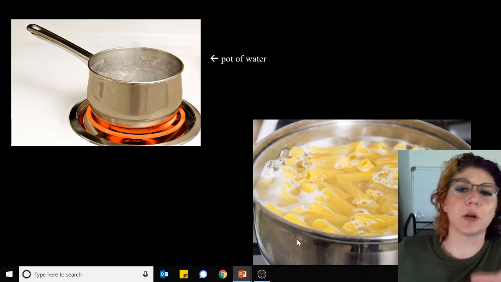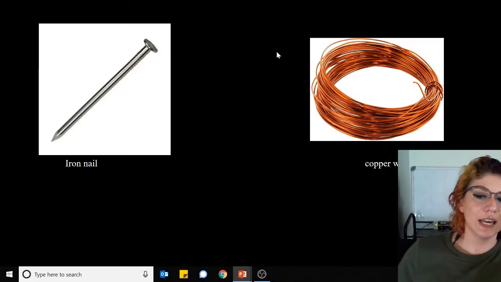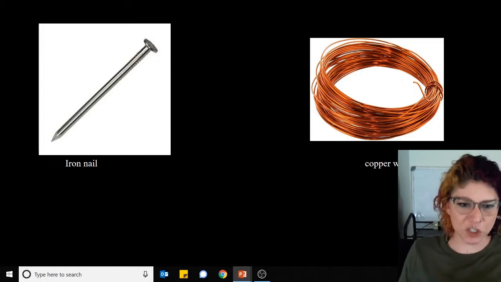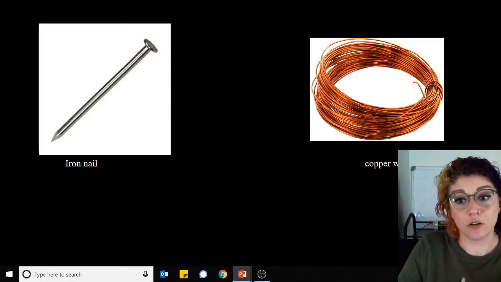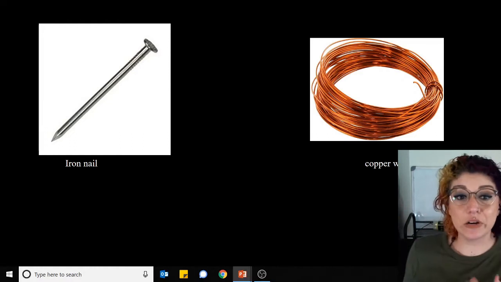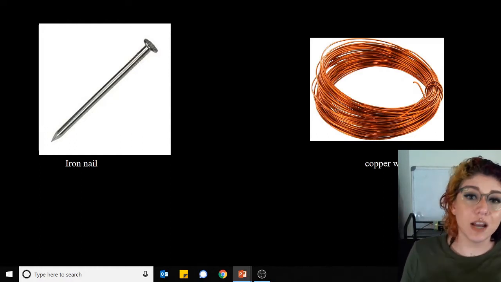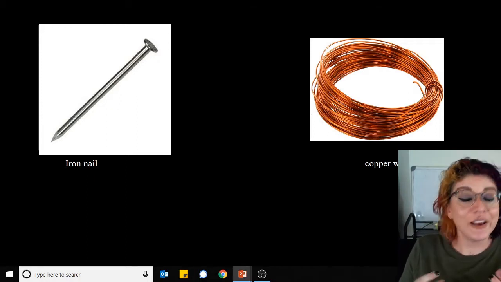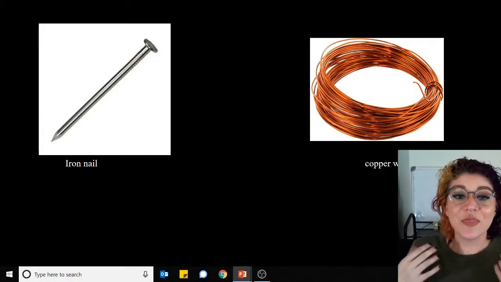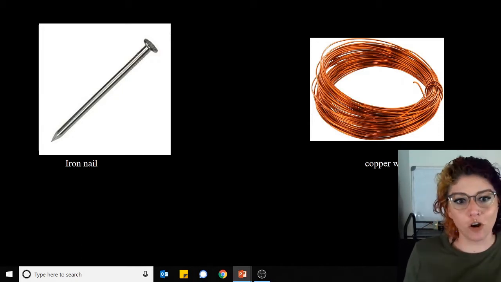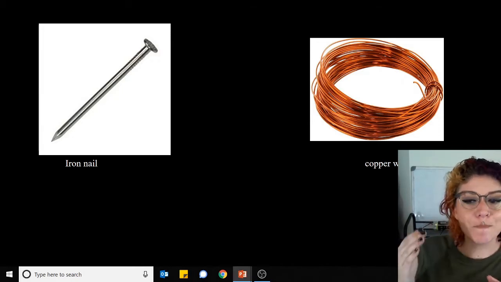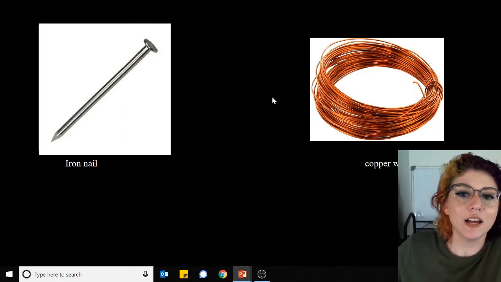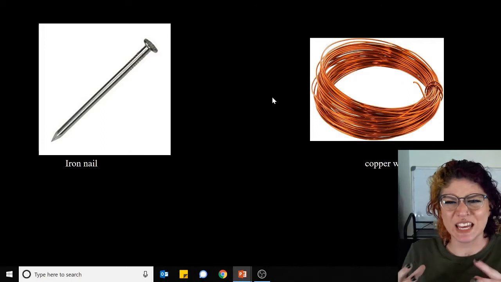Let's look at another example. Iron versus copper. How do you know which metal would be better for making nails or for making wires in your electronics? Iron and copper, two different types of matter, different elements, have different physical properties that make iron a stronger nail, but make copper better for making these flexible, ductile wires. Let's explore these physical properties in a little bit more detail.